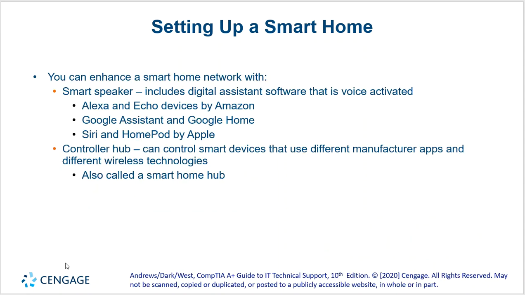You can enhance a smart home network with a smart speaker, with a digital assistant. So, for example, Alexa, and Echo devices from Amazon. I haven't used an Echo device. Google Assistant and Google Home, your little Nest Minis and things like that. Siri and the HomePod by Apple. And you can ask that to turn your TV on and open up Netflix to a particular TV series that you like.